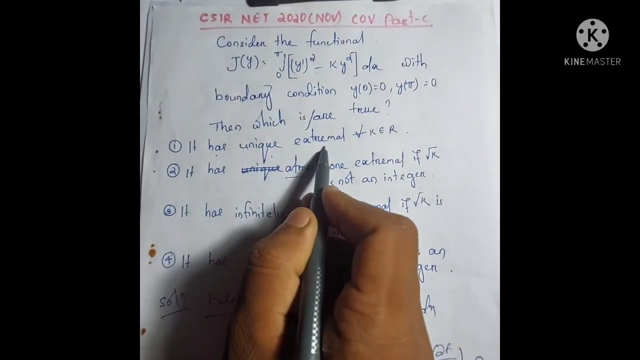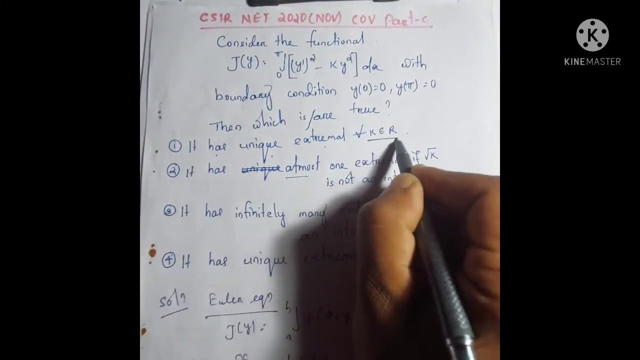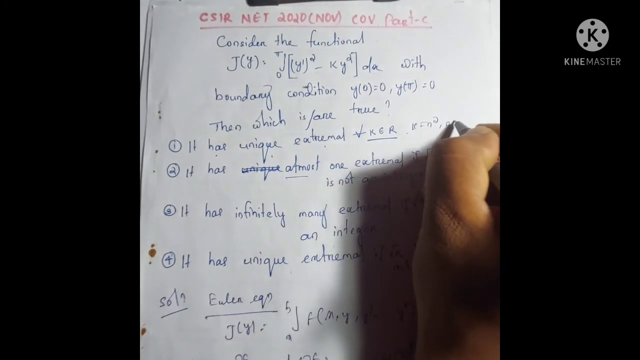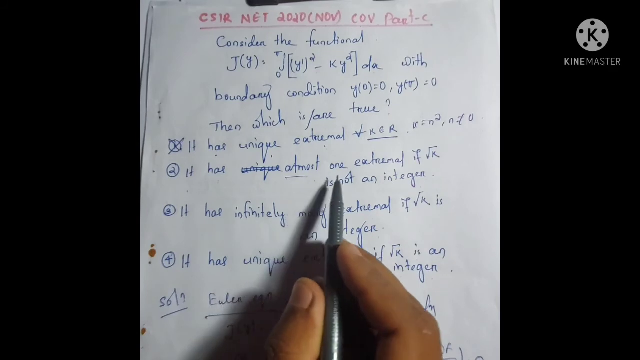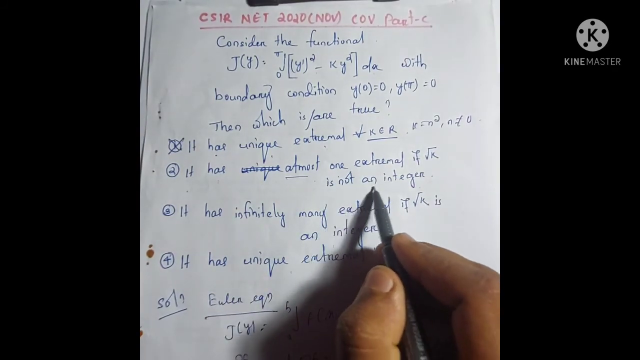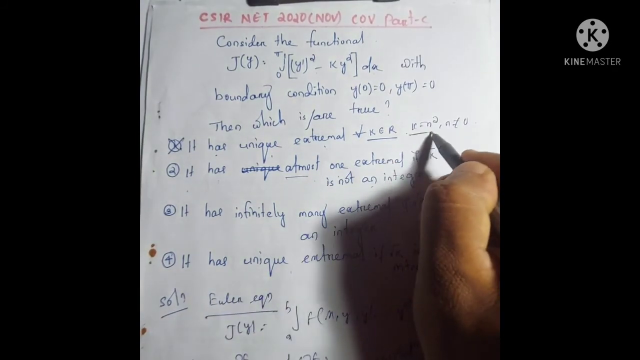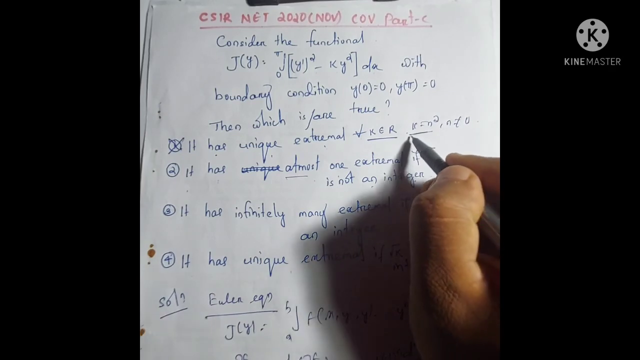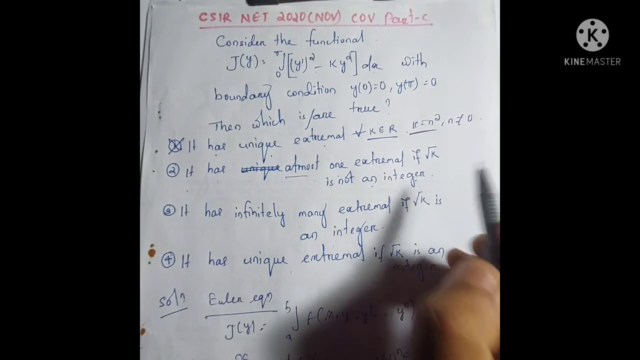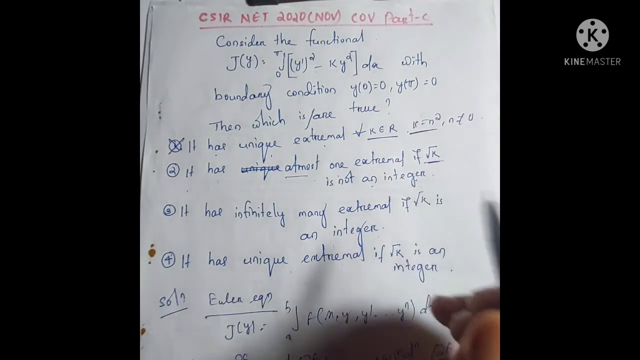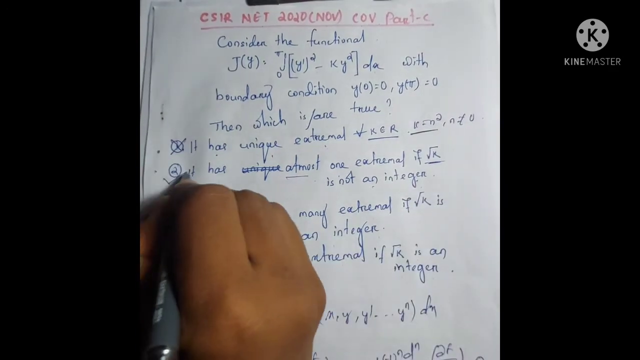Now for this question, the options are: option 1, it has a unique extremal for every k belongs to R, but when k is equal to n square, n not equal to 0, we have infinite solutions. So option 1 is incorrect. And it has at most one extremal if root k is not an integer. Now for k is equal to n square, we get infinite solutions. Other than that we have the trivial solution. So when root k is not an integer, we get only the trivial solution. So option 2 is correct.